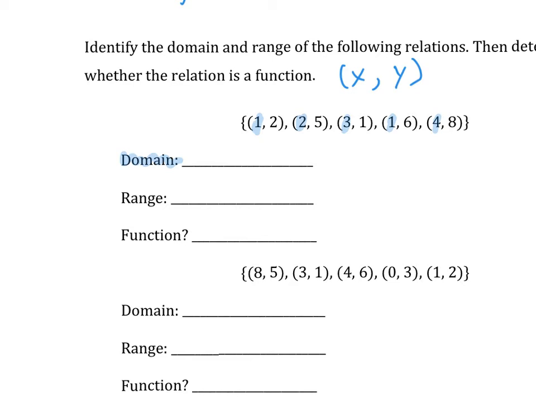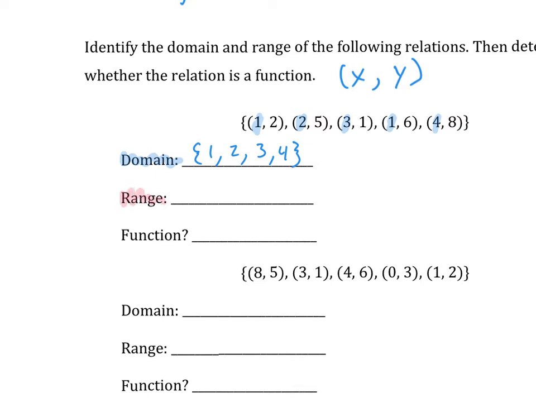It's going to be the first number in each ordered pair, and you only need to write each number once. Our domain is going to be the set. We write a little set bracket, and then we'll say 1, 2, 3, and then we have 1 again. So we only list that one time, and then we'll skip that second one, and then we'll put 4. That's our domain, 1, 2, 3, 4.